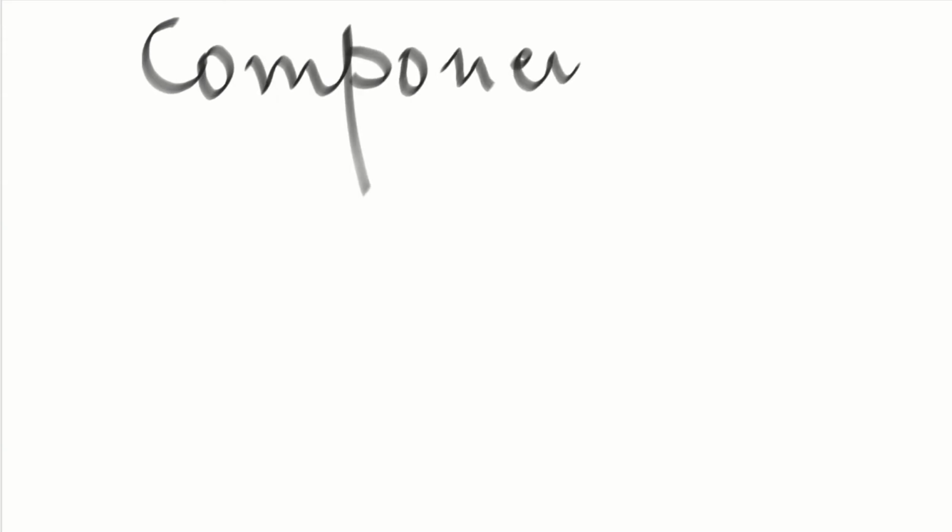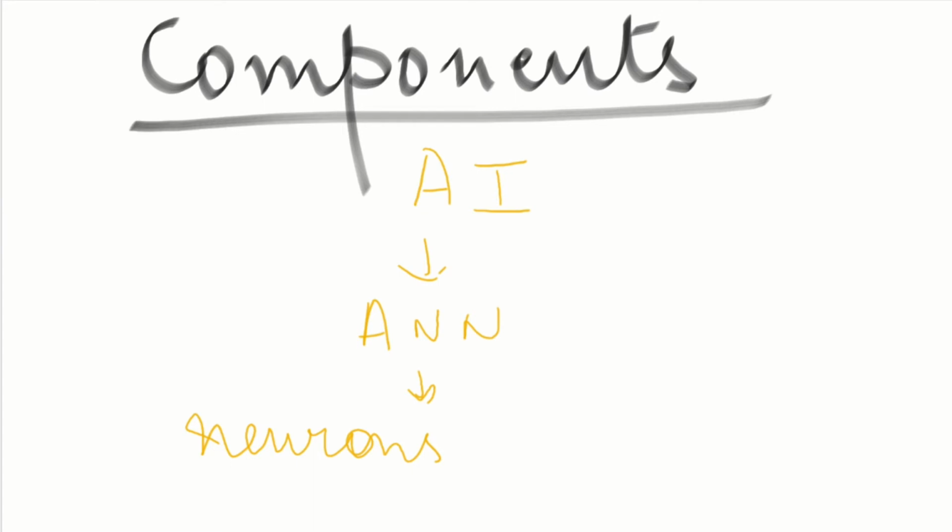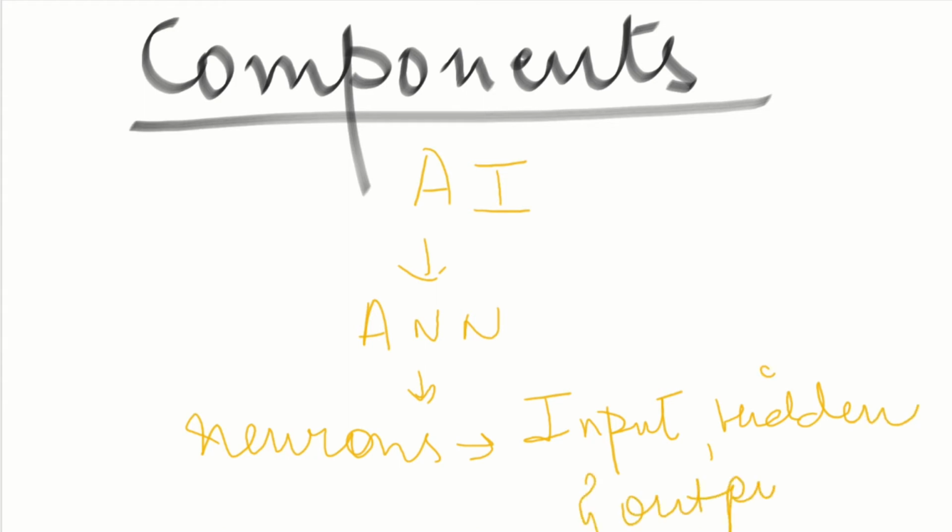Now we will discuss the important parts of ANN, called the components of ANN. From where this ANN came up. As discussed earlier, from artificial intelligence, ANN develops. In ANN, there are neurons. These neurons are present in the input layer, hidden layer, and output layer.